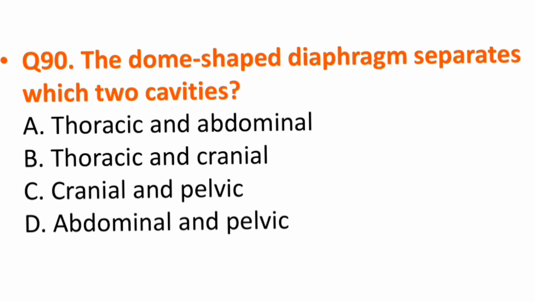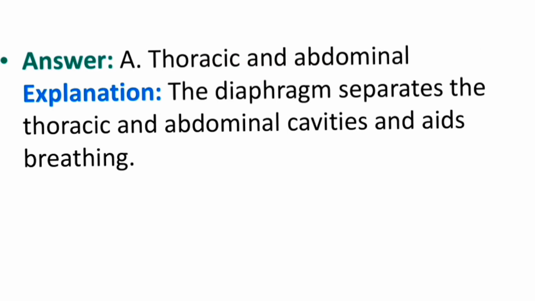The dome-shaped diaphragm separates which two cavities? Option A thoracic and abdominal, option B thoracic and cranial, option C cranial and pelvic, option D abdominal and pelvic. The correct answer is option A, thoracic and abdominal. The diaphragm separates the thoracic and abdominal cavities and helps in breathing.